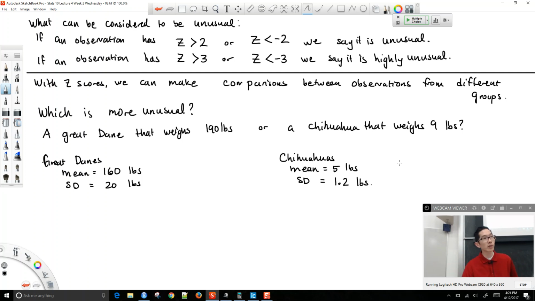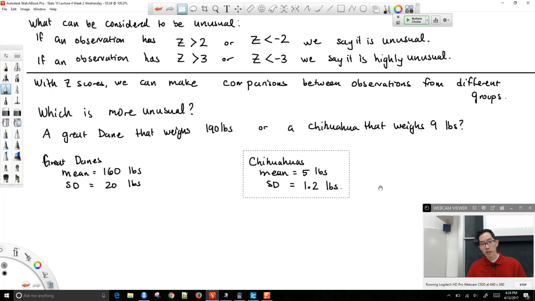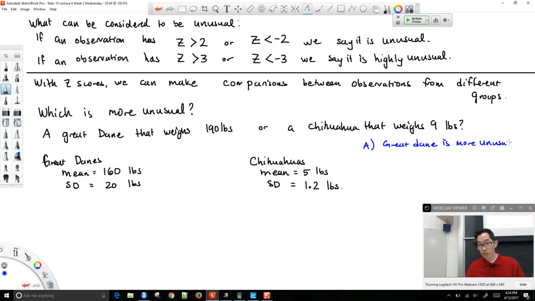What you're going to do is find the z-score for each of these, and whichever z-score is farther from 0, that is the observation that is more unusual. Okay, and so your answer choices: A is Great Dane, more unusual. B will be the Chihuahua is more unusual. Or C will be neither is more unusual.